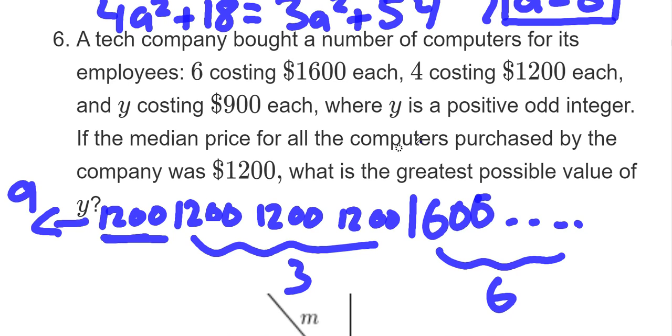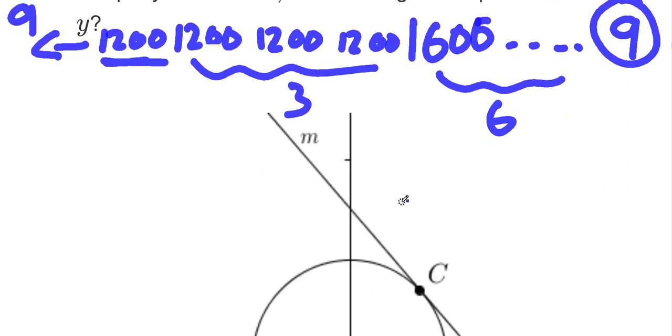So there has to be 9 of 900s, okay? So the greatest possible value is 9. Just use simple reasoning, get the answer, okay? We can't have 7. We can have 7, but that would make this the median. We could, if we said 11, that would push the median to 900. We don't want that.